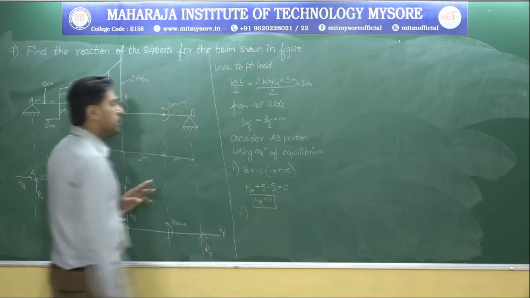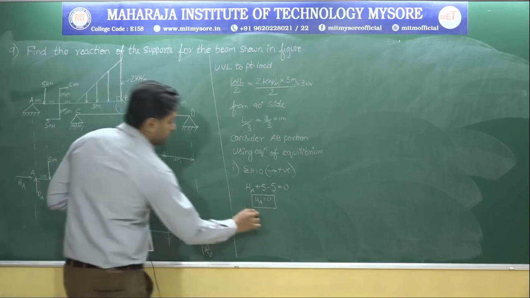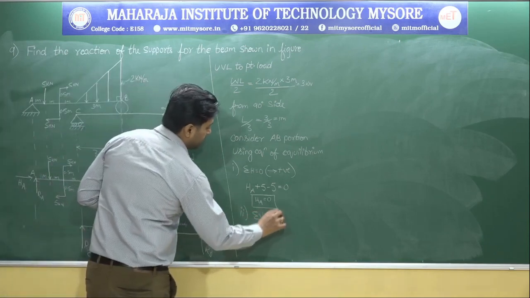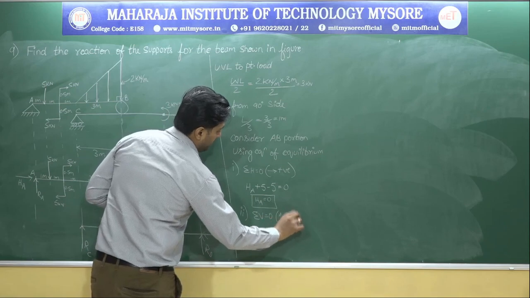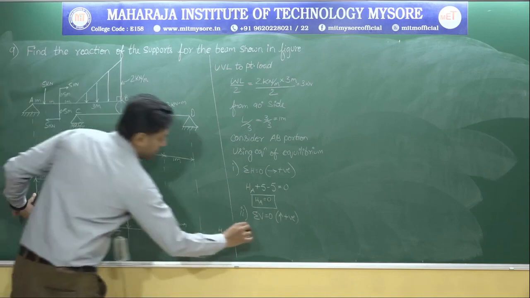Okay, we got the value of HA. So next, so what is the value of next one? That is sigma V. Let me apply sigma V is equal to 0. Upward direction positive. Okay, so upward direction means RA, which is acting in upward direction.